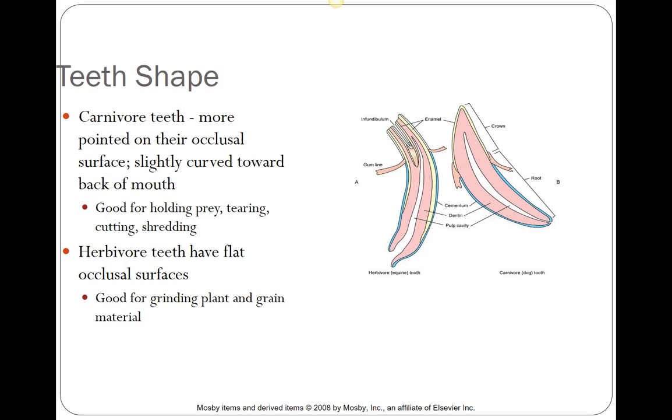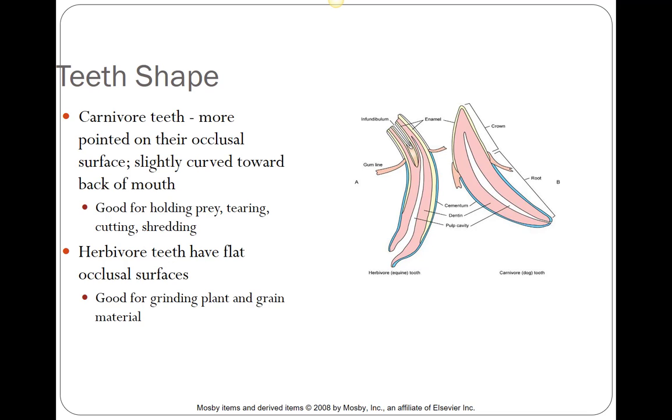When we look at teeth shape, there's a difference between carnivores and herbivores. The tooth over here on your right is going to be that of a carnivore. They're going to be more pointed on their occlusal surface. They're going to slightly turn back towards the mouth. This is an example of a dog tooth here. They're used for holding on to prey and tearing and cutting and shredding.